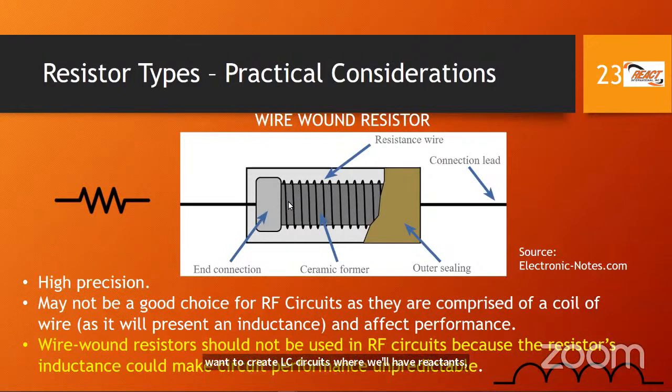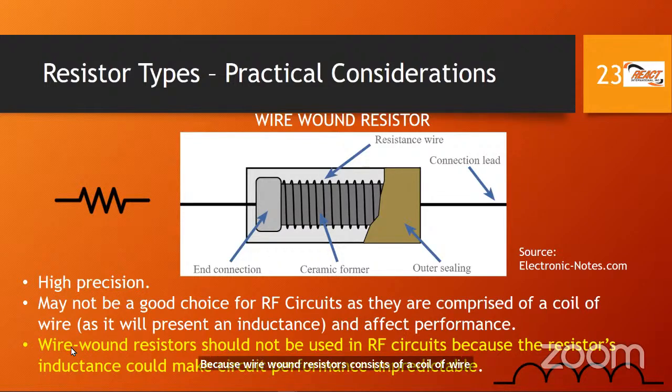And that modifies the circuit, right? So if we just want to introduce a resistance, we may not want to use a wire wound resistor in our radio frequency circuit because we'll be introducing inductance. Why? Because wire wound resistors consist of a coil of wire, which is essentially an inductor.